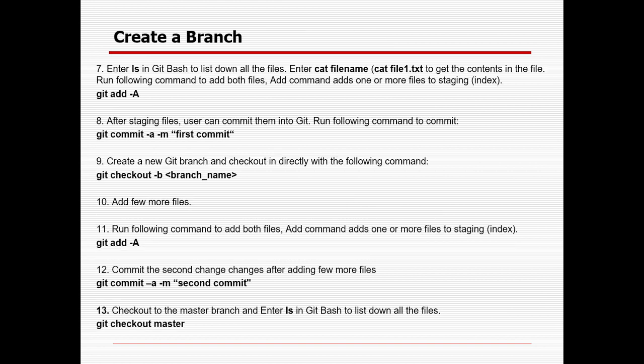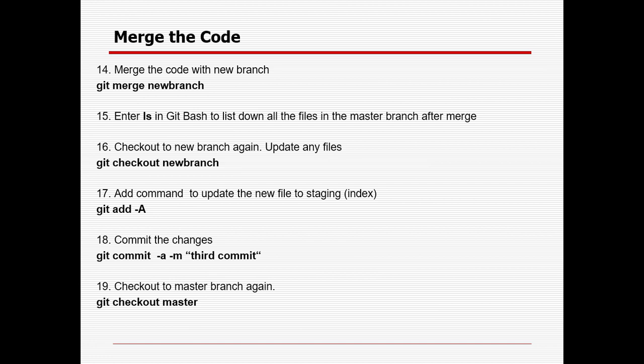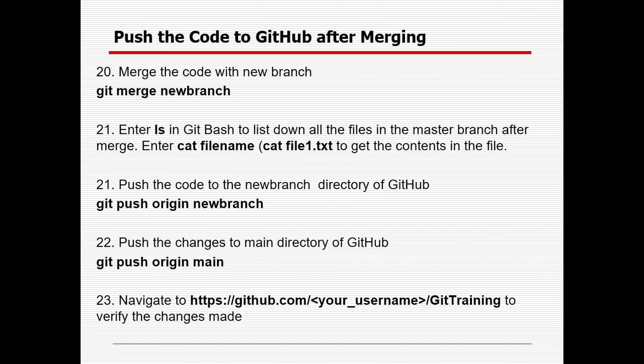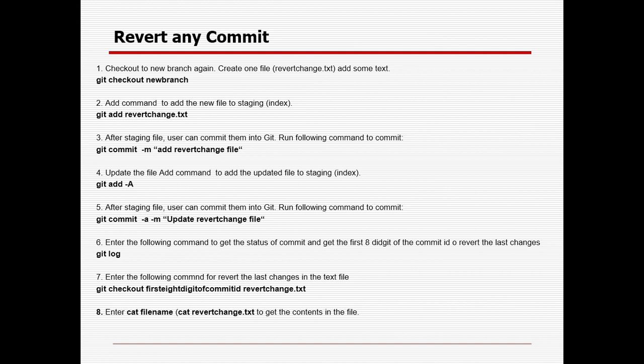After that you can make some changes. You can create a new branch. You can merge your new branch with the master or main branch. After that you can push the code to your new branch as well as to your main branch, and you can check whether the same impact is reflected in your GitHub account. In case you made some mistake, you can revert any commit with the help of the first 7 digits of the commit ID. Okay, so that's all from today's session.